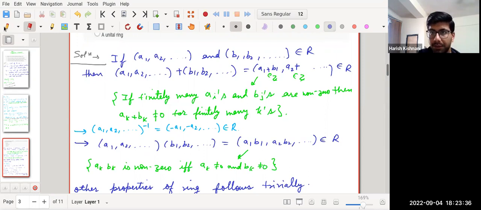Before talking about the inverse, we should say something about the identity. So the identity is, let me write it in some other color, (0, 0, ...). This is inside R and it is your additive identity.